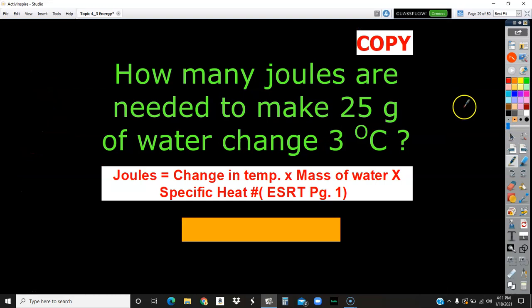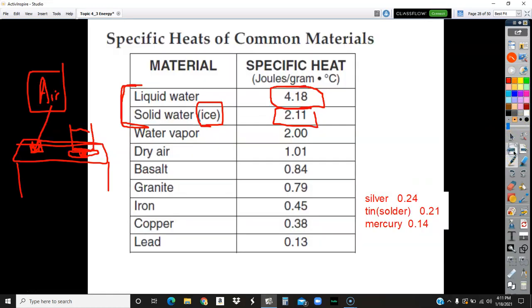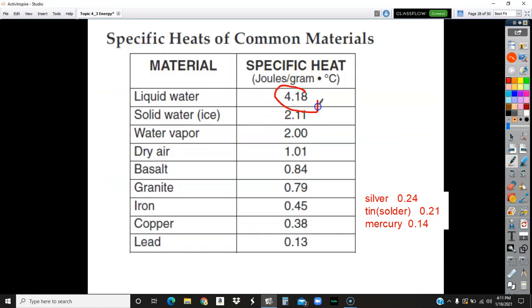All right, let's go to an example of joules. It says how many joules are needed to make 25 grams of water change 3 degrees Celsius. And again, the equation is here. You need the change in temperature, which we know. I'll circle it, 3 degrees, times the mass of the water, which we also know from the problem, 25 grams, times the specific heat of whatever substance you're doing. In this case, I'm dealing with liquid water. So my number, again, I'll go back. Liquid water is 4.18 joules per gram per degree.